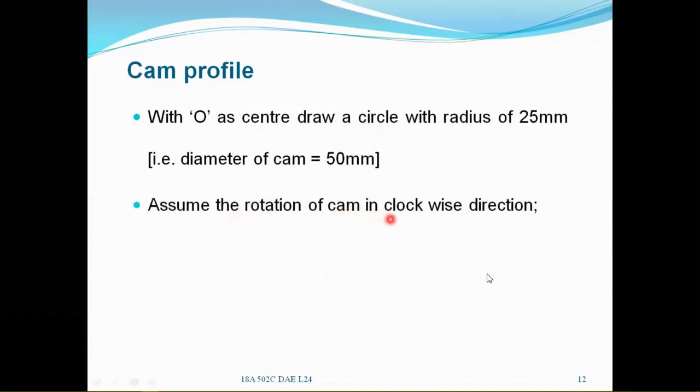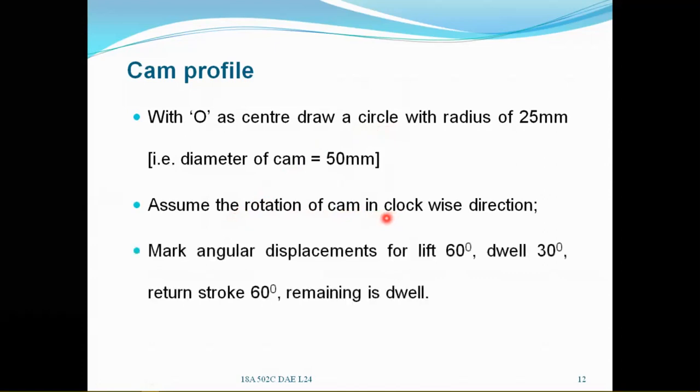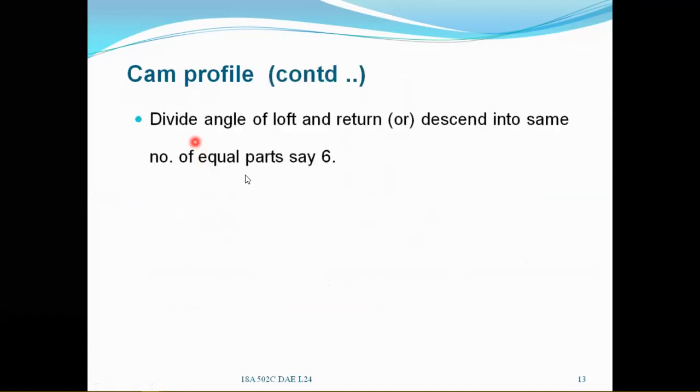Assume the rotation of the cam is in the clockwise direction, and mark angular displacements: lift 60 degrees, dwell 30 degrees, return stroke 60 degrees, and the remaining period of dwell, that is 210 degrees. Outstroke 60 degrees, dwell 30 degrees, return stroke 60 degrees. Divide the angle of lift or outward stroke and the angle of return stroke, or angle of ascent and angle of descent, into the same number of equal parts as done in the displacement diagram.